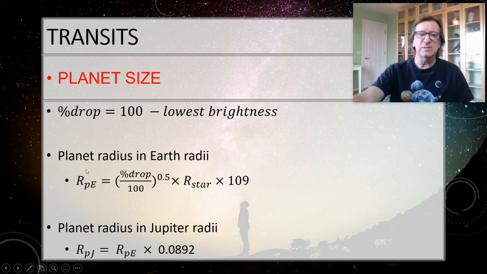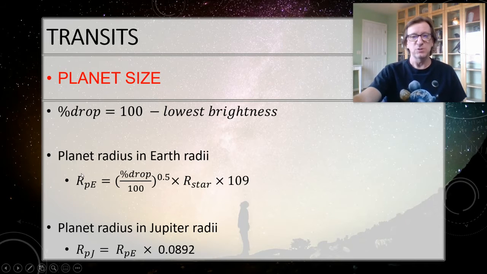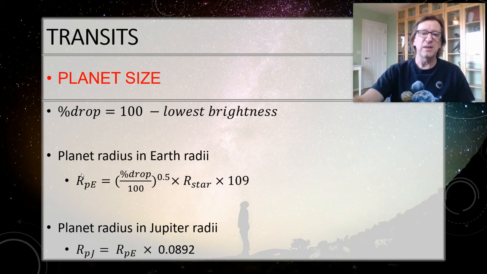Now this gives you the radius of the planet in Earth radii. So just like with solar radii, if I get that the planet is 1.4 Earth radii, it's 1.4 times the size of the Earth. If it's 0.5, it's half the size of the Earth. If it's 3, it's 3 times the size of the Earth.